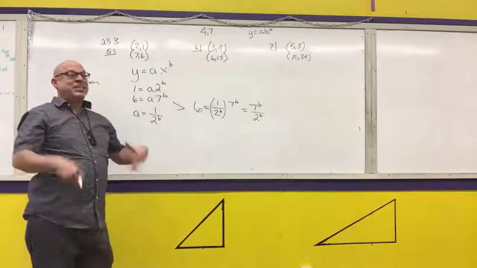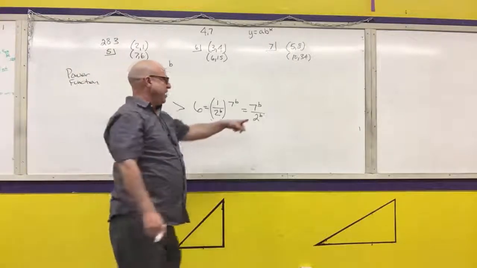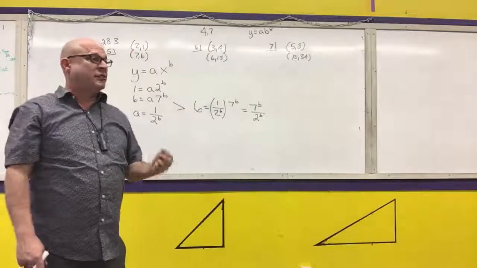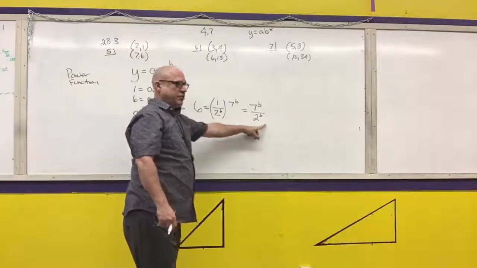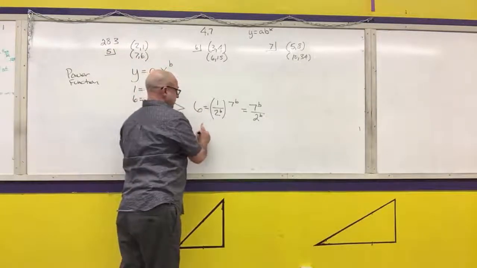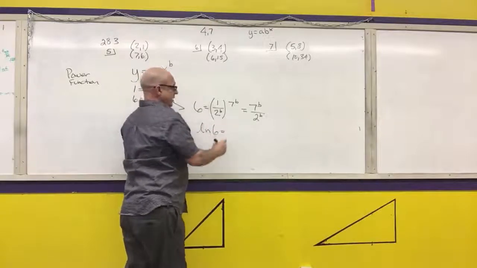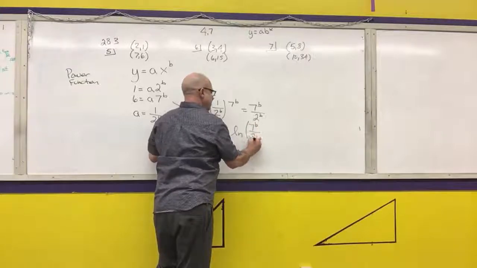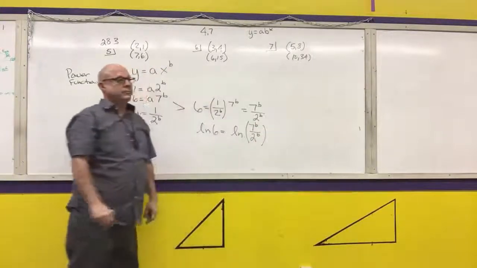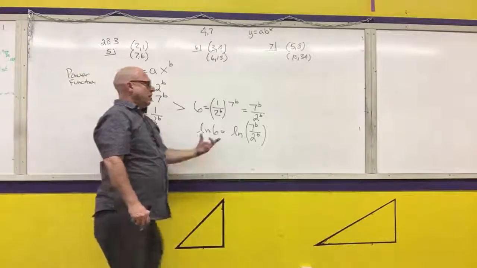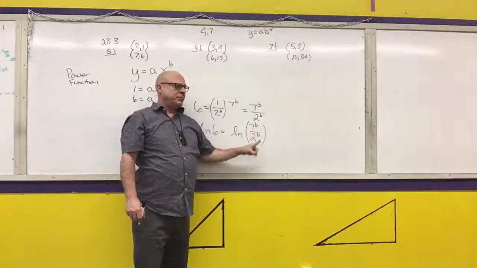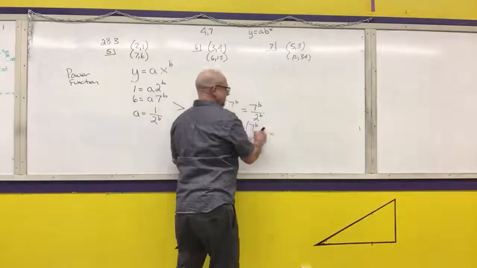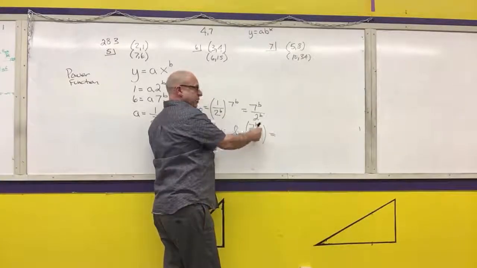Well, right now I have exponentials, and the way I can go to solve things that have variables in the exponents is by taking logarithms of both sides. So what I want to do is take the natural logarithm of both sides of this equation. On the left-hand side, I get the natural log of 6. On the right-hand side, I get the natural log of 7 to the b over 2 to the b. But I can rewrite this as a subtraction problem of logarithms, because we know a division property of logarithms says rewrite this as a subtraction.